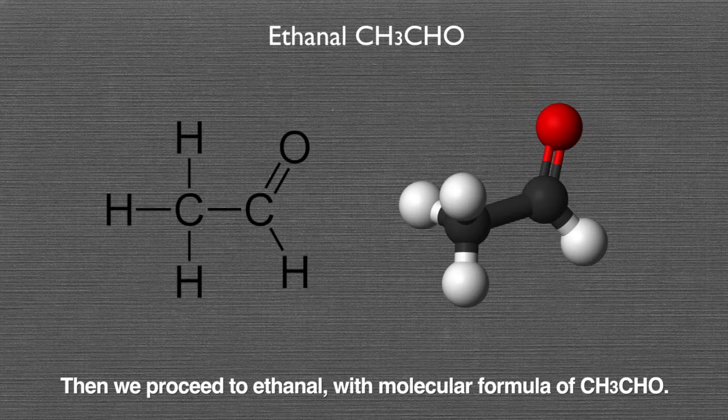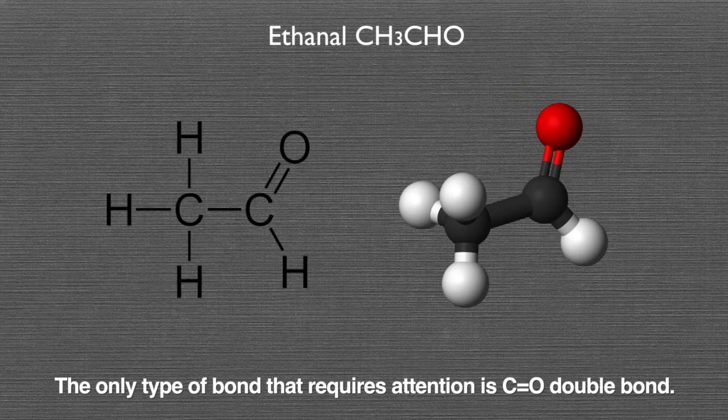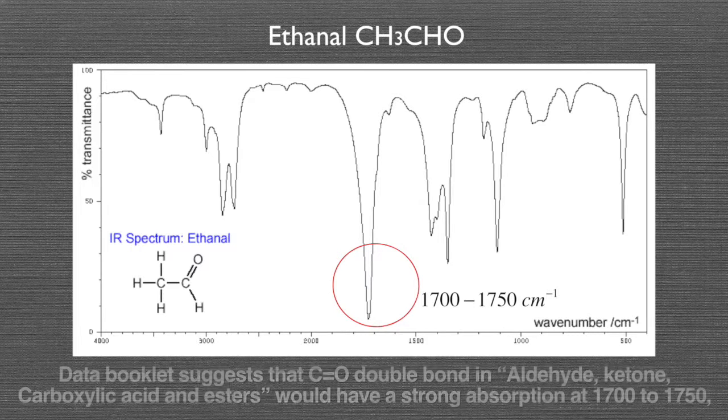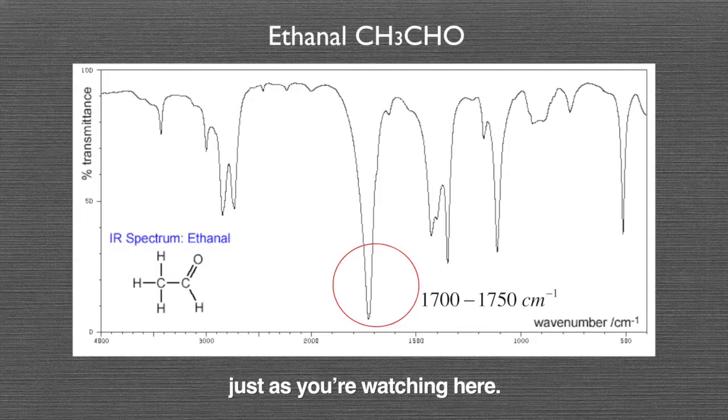Then we proceed to ethanal, with molecular formula CH3CHO. The only type of bond that requires attention is the carbon-oxygen double bond. The data booklet suggests that the carbon-oxygen double bond in aldehyde, ketone, carboxylic acid, and esters has a strong absorption at 1700 to 1750, just as you are watching here.